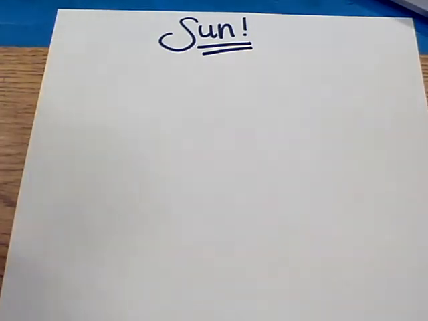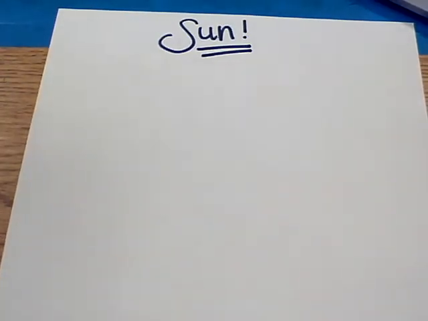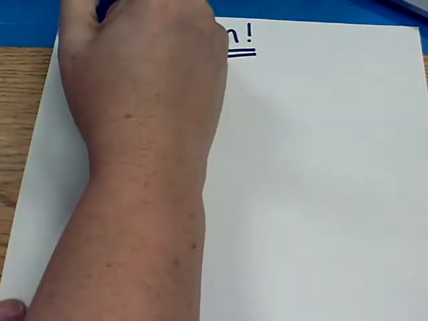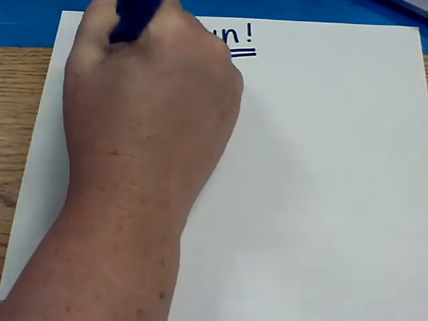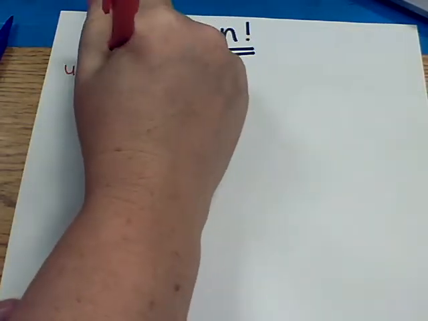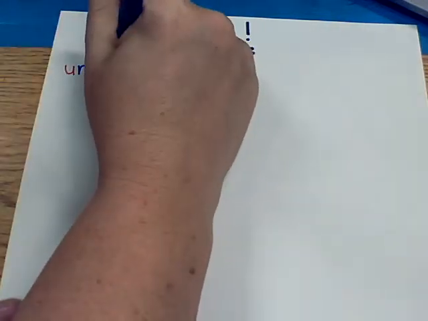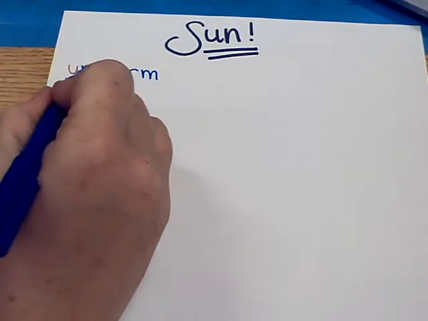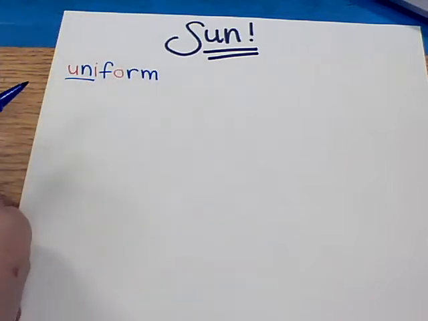So the first word we have is uniform. So we have U, N, uni, form. And then that's F, O, R, M. Uniform. So uni is a root. It means one. And form means come together.